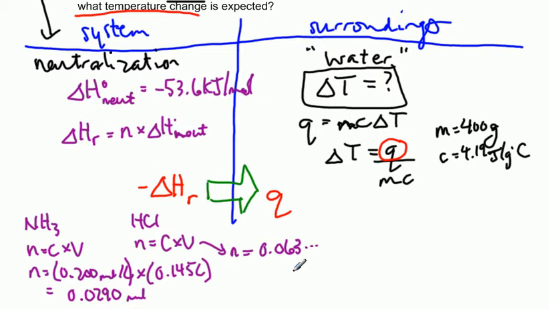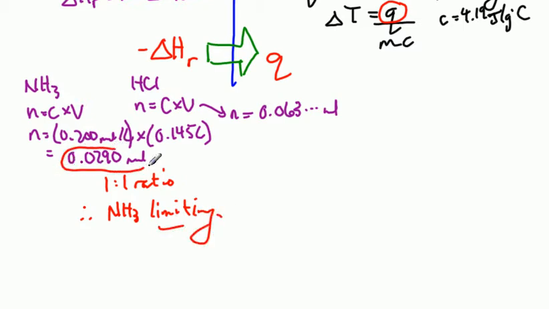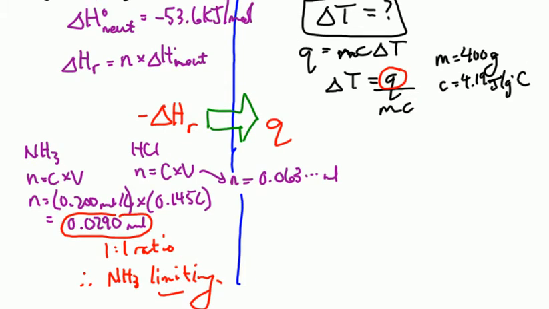0.063 something something. Can't really read my own writing. So we have about 0.029 moles of NH3 and 0.063 moles of HCl. Because we have a 1-to-1 ratio in our balanced equation, we can say definitely that NH3, the ammonia, is limiting because there are fewer moles present of NH3. Once these 0.029 moles of NH3 get used up, whatever HCl is left over isn't going to be doing any kind of reacting. So this is how many moles we've got to worry about for our reaction.